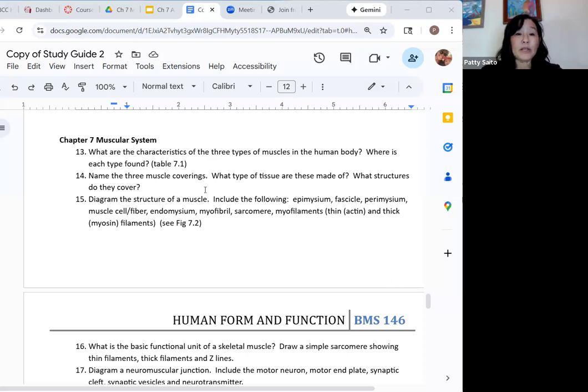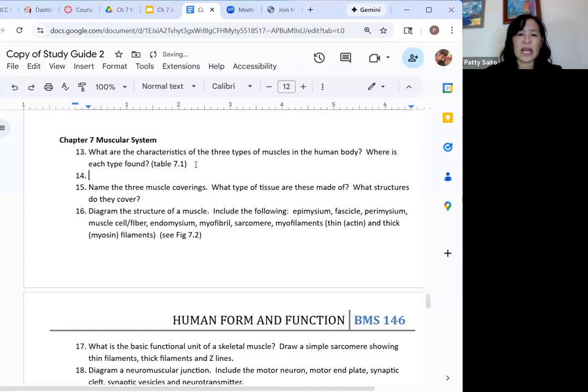So I do have a table here. It asks for the characteristics of three types of muscles in the body and where each is found. So you'll want to look at that table just to see what it looks like. Maybe I'll draw it in just a second. So let's take a look at the three different types of muscles. Okay, I'm going to bring that up right now.